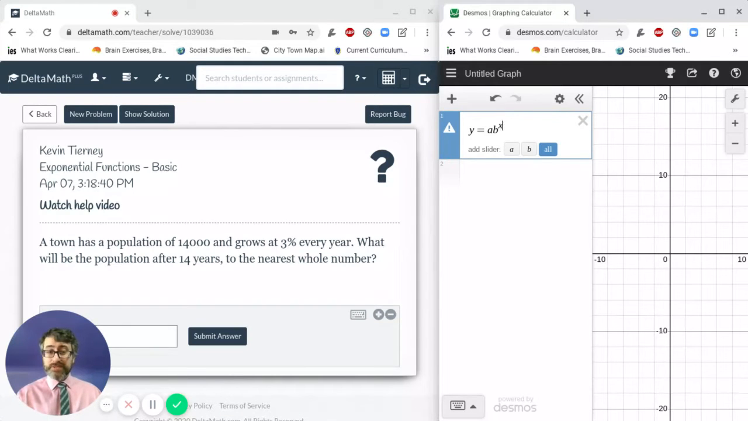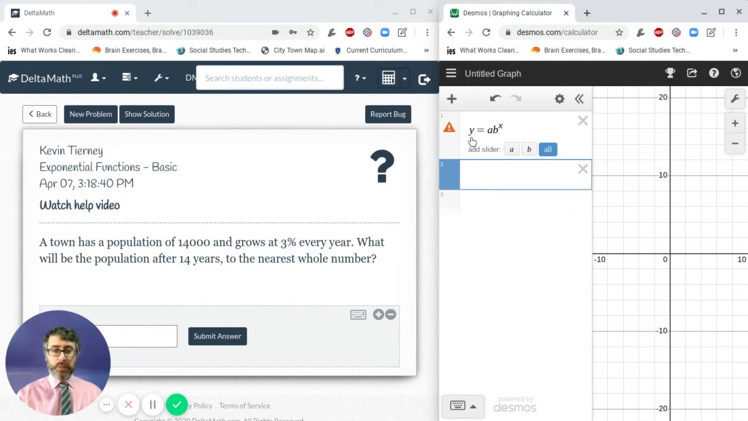To figure out this growth factor, we're going to need to use some information from the problem. It's growing, so it's keeping at least 100% of the original, and it's adding an additional 3%. 100% plus 3%, that's 103%, which we could write as 1.03. Let's try that in here.